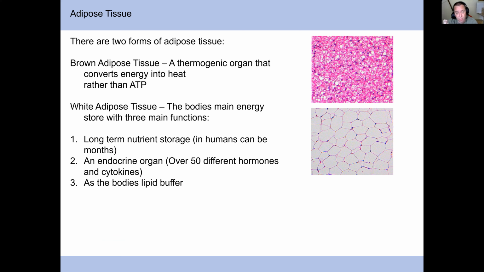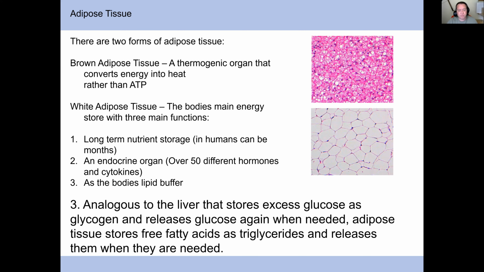functions. The first two, long-term nutrient storage, which can be months in humans, and also as an endocrine organ, are very well known. The one I've started introducing to you today has really only been looked at for maybe the past 20 years, and it's this role as a lipid buffer that I've spoken about. And the fact that after a meal, it can take up fatty acids and store them and release them again when needed. And we really focus on this third function because we think it's really important for understanding metabolic disease and also its ability to then control metabolic flexibility.